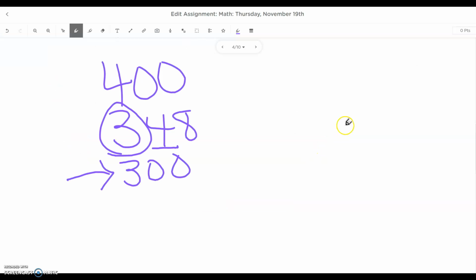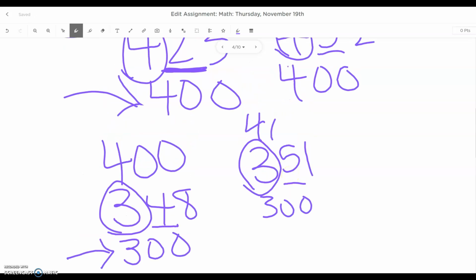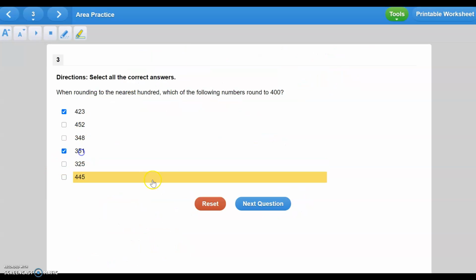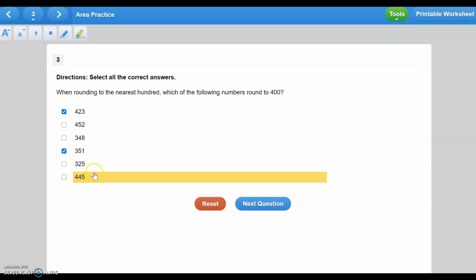351. Is that 5 and above, sorry. Find the place, look next door. It's either going to stay at 300 or round to 400. 5 and above, give it a shove. So it will change to a 400. I can tell right now my 3 is right next to a 2, so that means it would stay the same. So that would round to 300.